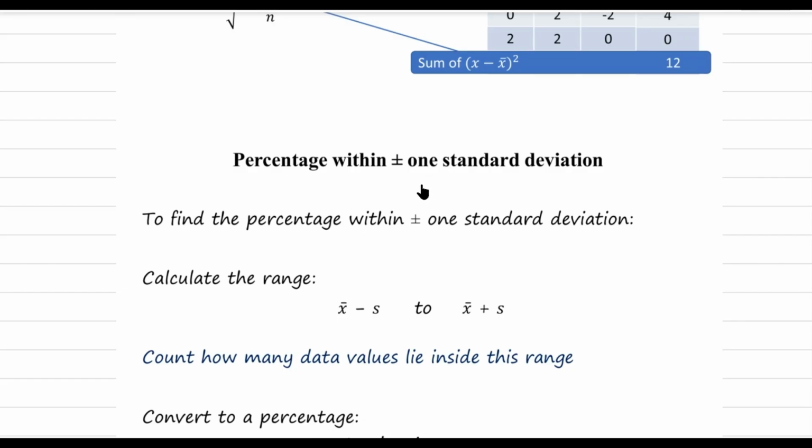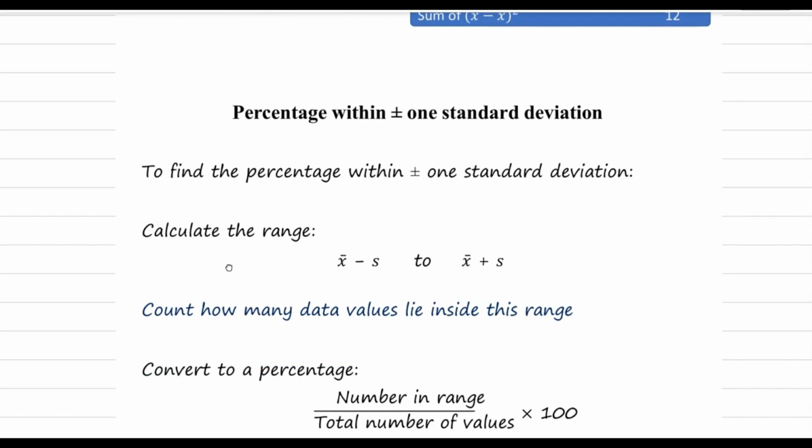Usually, this is the other way to calculate the range. If we have the mean here, we take away the standard deviation to get the lower limit, and add the standard deviation to get the upper limit. And how do we do this? We count how many data values lie inside this range. So if you have the upper limit, mean plus the standard deviation, and the lower limit, mean take away standard deviation, we count how many data lie between the upper and lower limit, and then we calculate the percentage afterward.